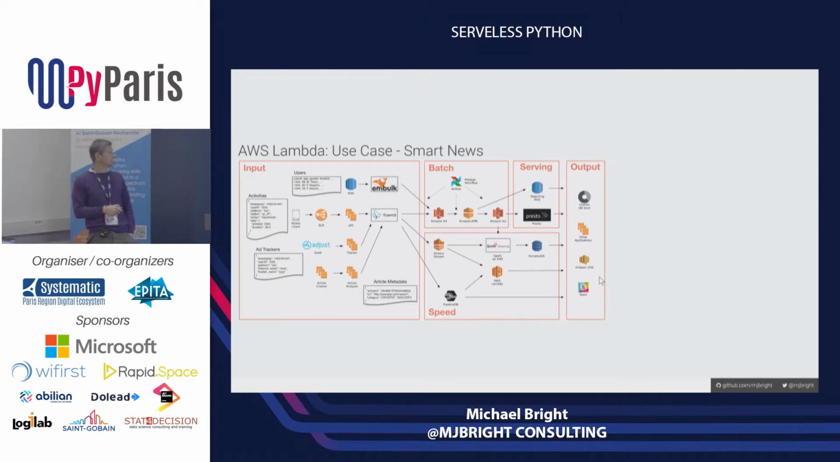Just to give you an idea, I'm not going to go into detail on this, but this is just an example of something called Smart News, just to show you that in here, in fact, we're using a lot of Amazon services: S3, EMR, Kinesis, DynamoDB, SNS. The Lambda part is actually just a small part of that overall application. So just to underline that, functions as a service is just the glue, or at least one part of the glue between all the elements of an overall solution.